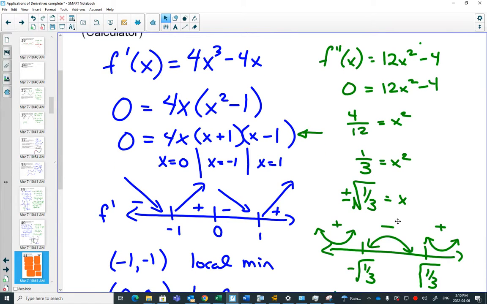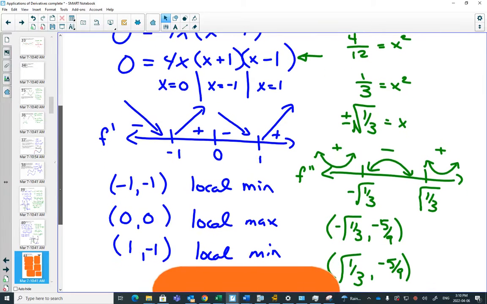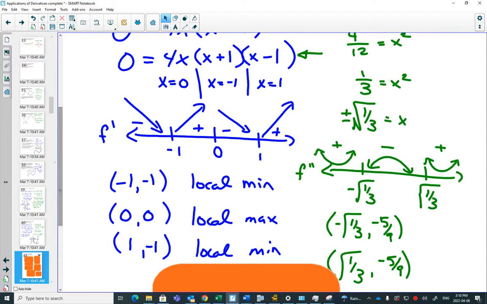But you draw your number line, and I'm going to label this number line in green as f double prime. Now I'm going to save you the mental math of plugging in the square root and tell you they work out nicely to -5/9 both times.